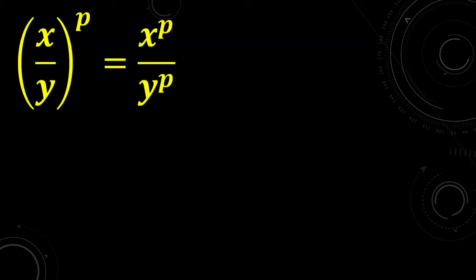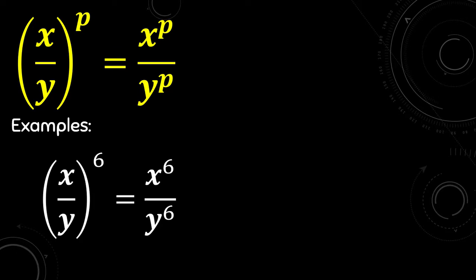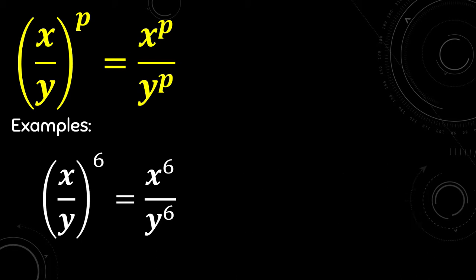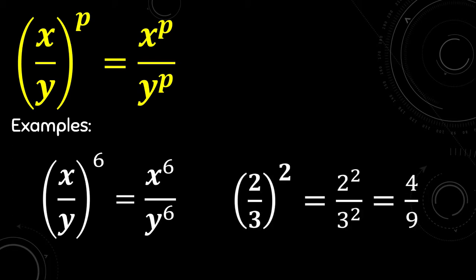Same process. We just have to distribute the exponent to both numerator and denominator. So we have here x raised to 6 and y raised to 6. Another one. 2 squared is equal to 4, and 3 squared is equal to 9.